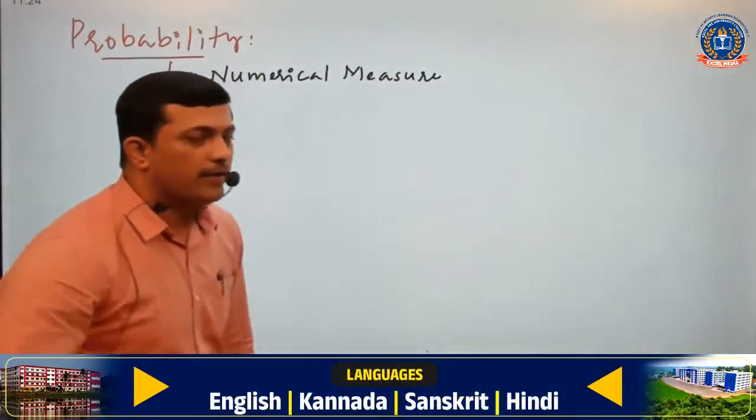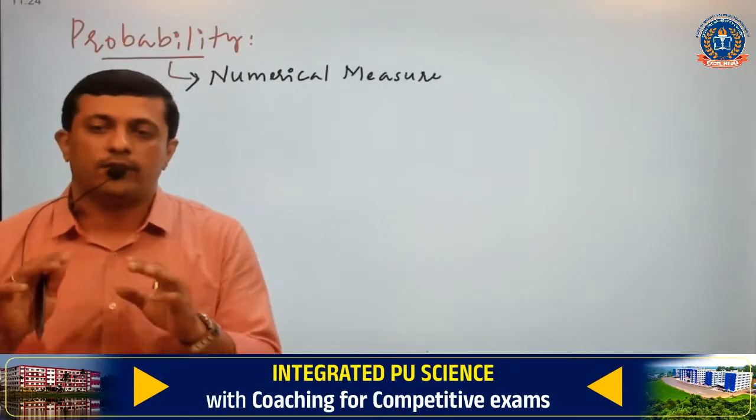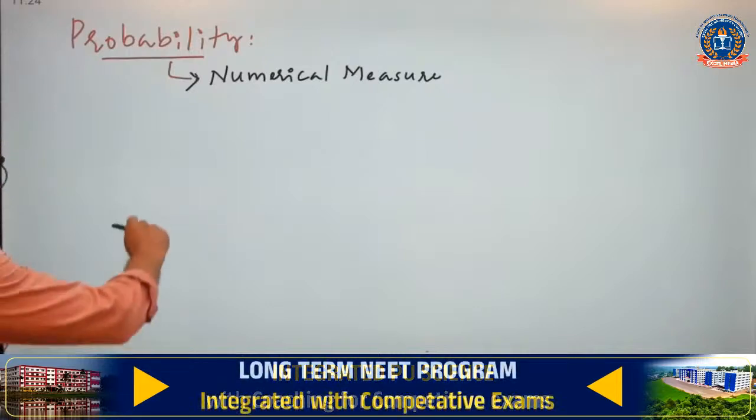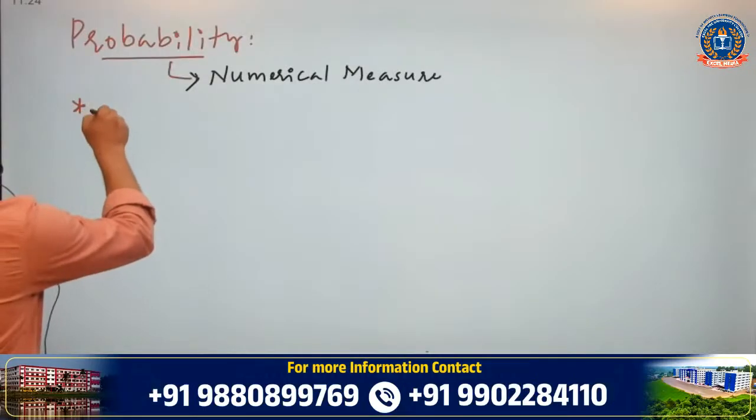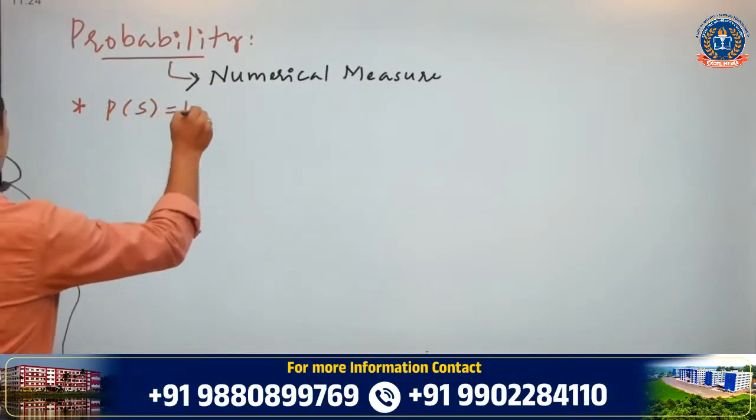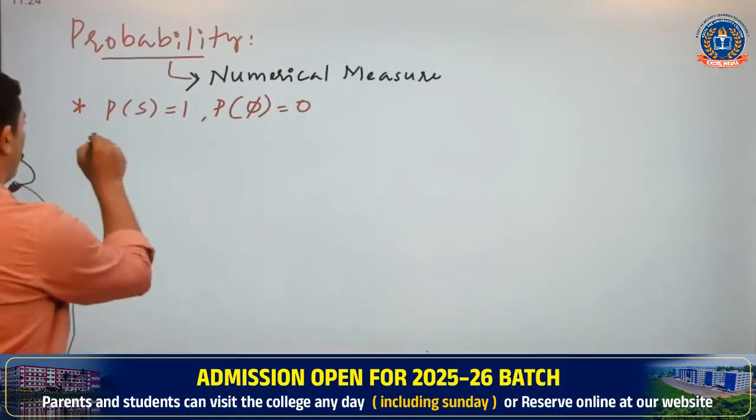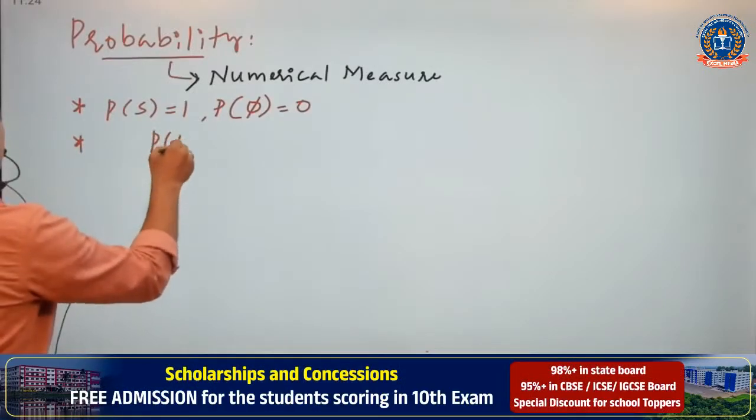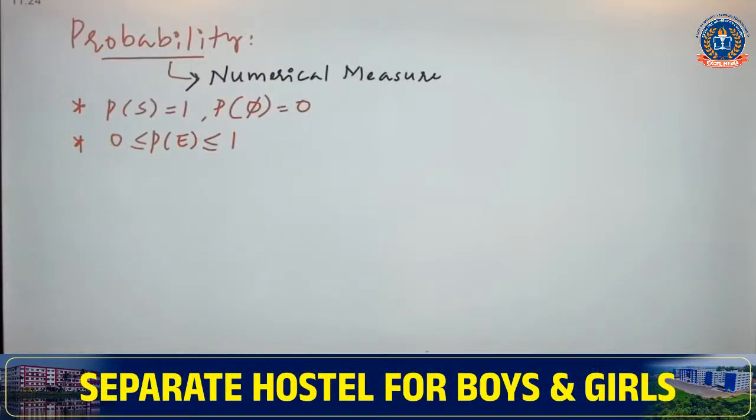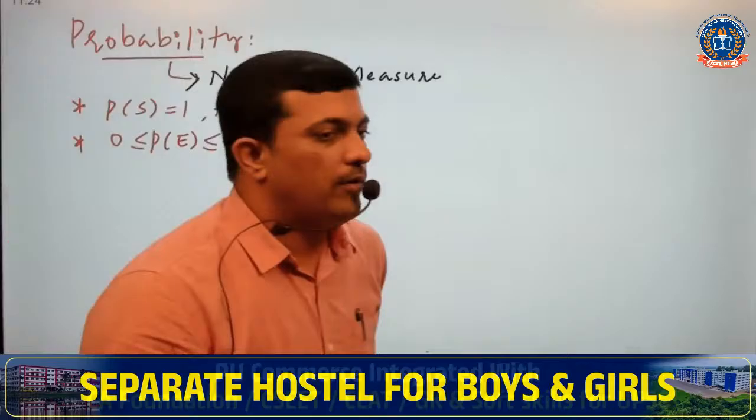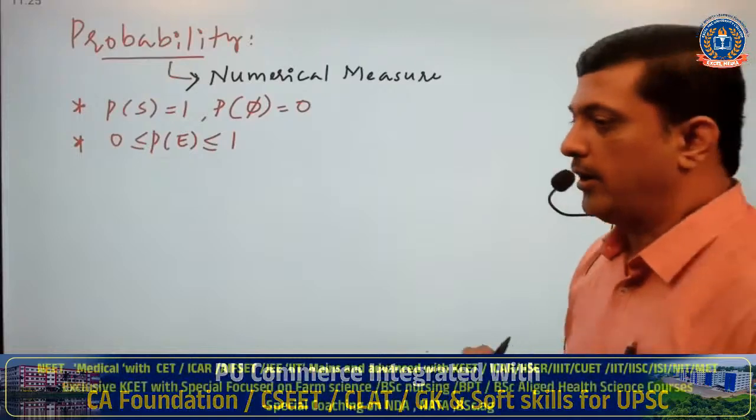Now there are some aspects of probability you need to have. The probability of a sample space is always 1. Probability of a null space is 0. The second one: the probability of any event lies between 0 and 1. You never get an answer more than 1 or less than 0. Okay, so do remember that.